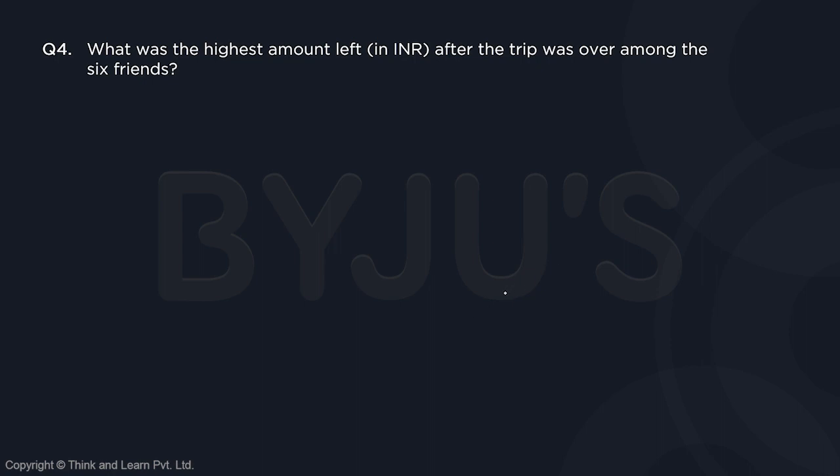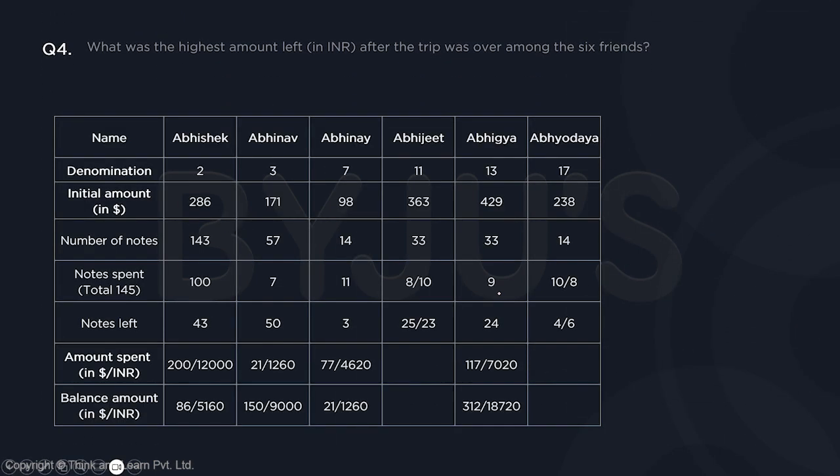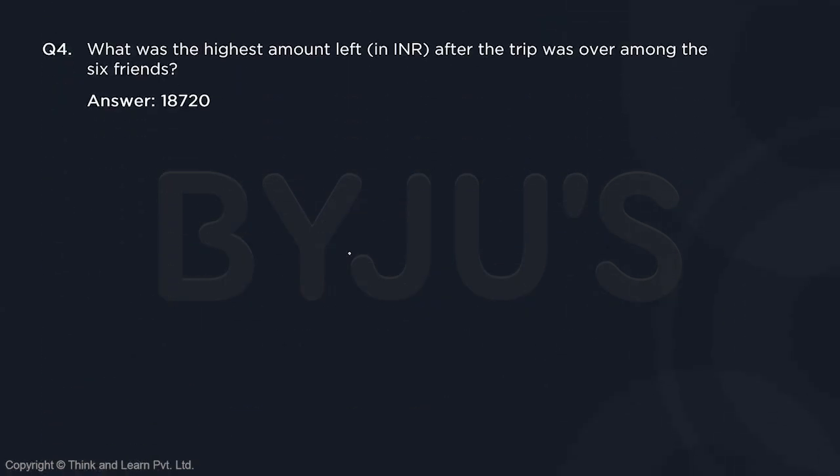Here we have question number 4. What was the highest amount left after the trip was over among the 6 friends? But I don't know what is the amount left for Abhijit and Abhyodaya. If I talk about Abhijit, let us say the highest number of notes left with him is 25. In that case, the amount left with him is 25 into 11, that is $275. The highest with Abhyodaya can be 6. So 17 into 6, it can be $102. In any case, the highest amount left is with Abhigya only, which is $312. But the question is asking in INR, that is 18,720. So my answer for this question is 18720.